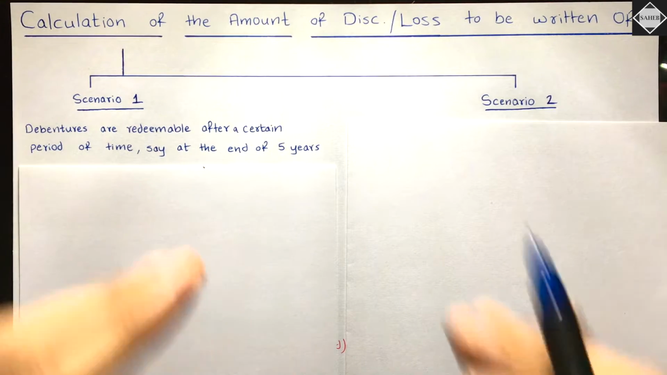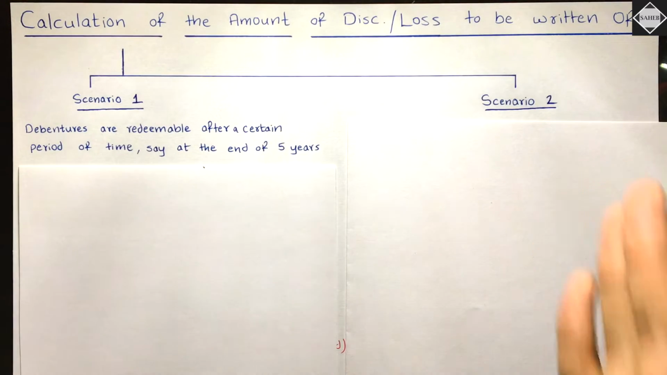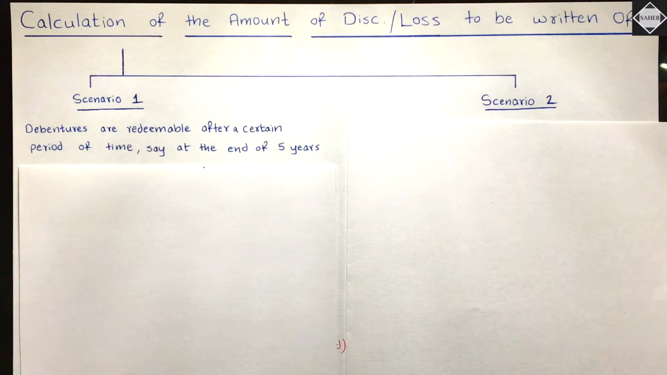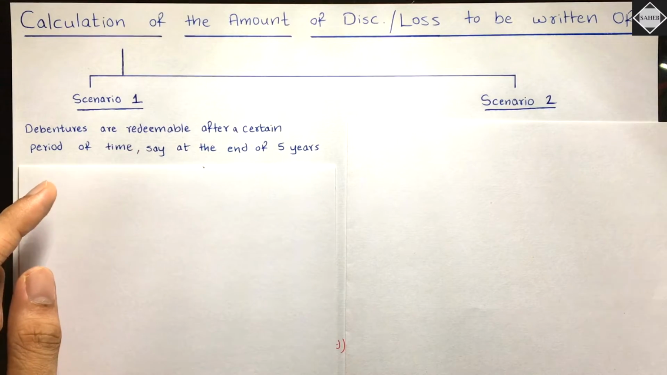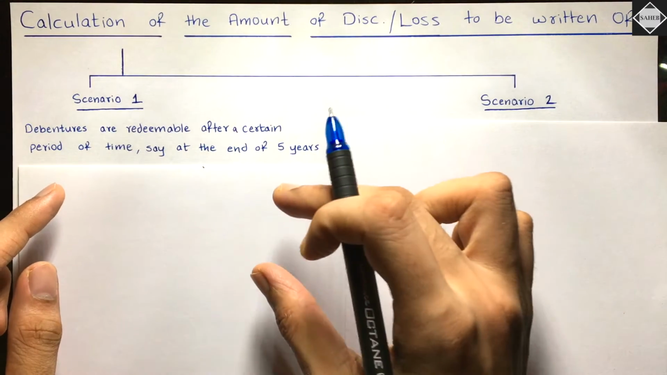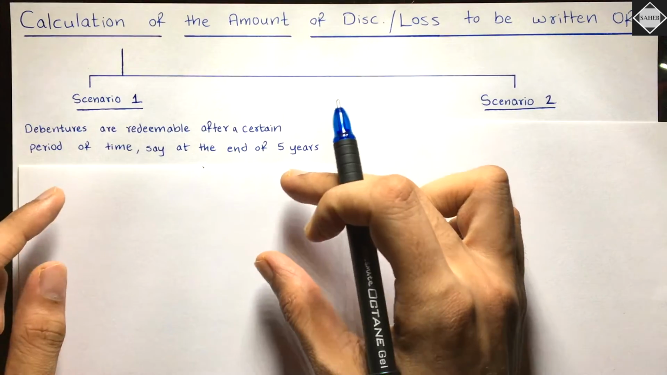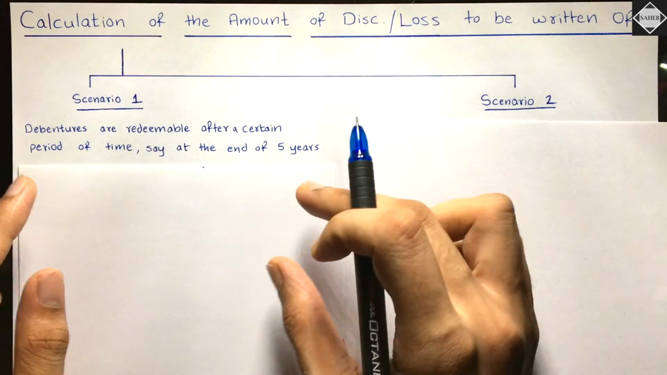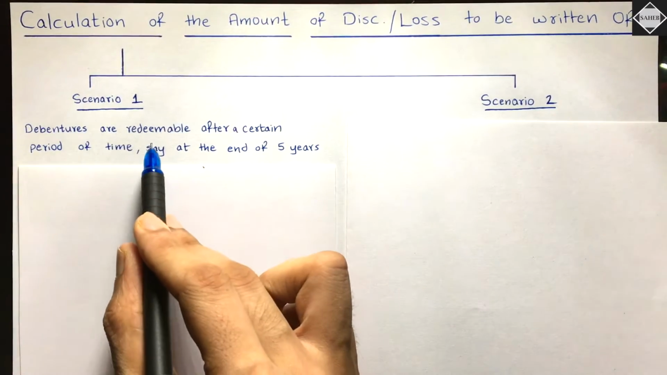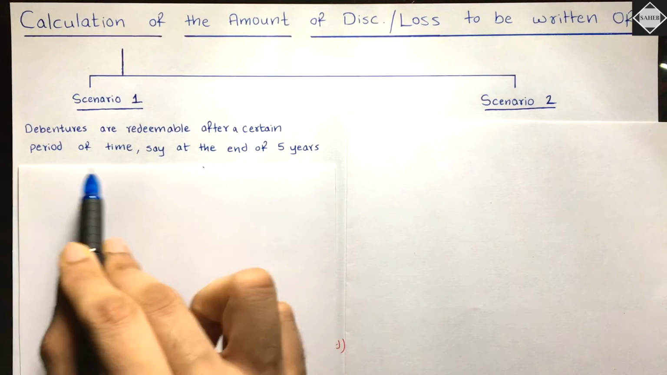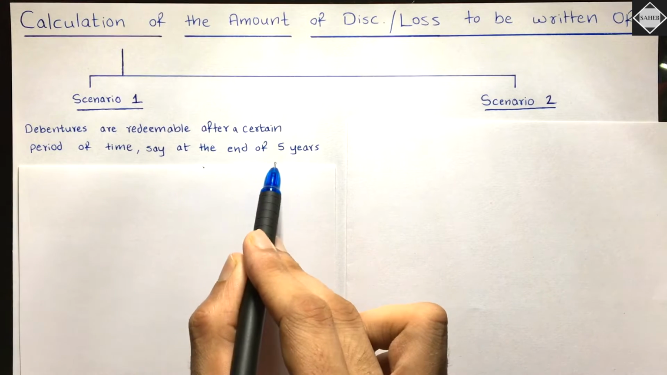Let me tell you, there are two scenarios over here, scenario 1 and scenario 2. Let's just focus over here first. Here what happens is, we issue the debentures and then a period passes and then we redeem the debentures. Only 2 points: issue, redeem. That's all. This is called the first scenario. Debentures are redeemable after a certain period of time, say at the end of 5 years.